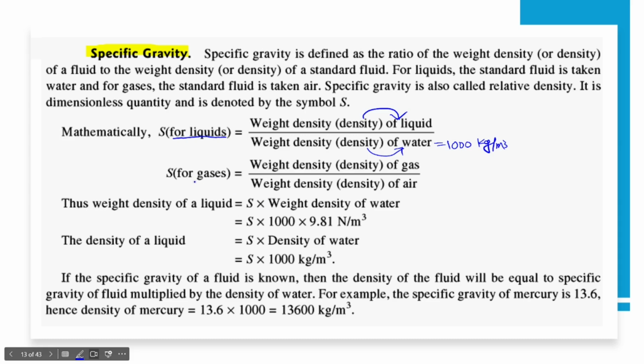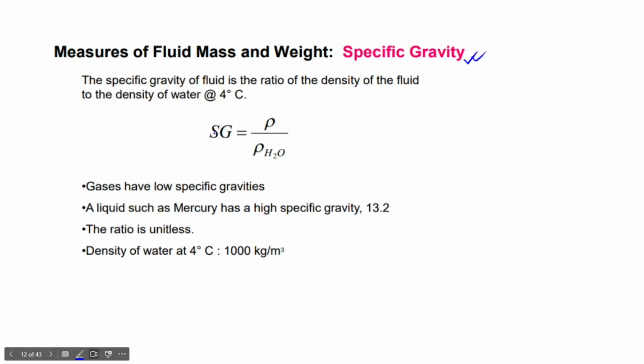Okay, fine. So what is specific gravity for gases? This is simply the density of the gas by the density of air. This basic formula you need to just remember. We can see that gases have low specific gravities because gases are less heavy than water, and liquids such as mercury will have a high specific gravity because mercury is very heavy if we relate it with the standard fluid, which is water, right? So 13.2, and in some places it is mentioned as 13.6.